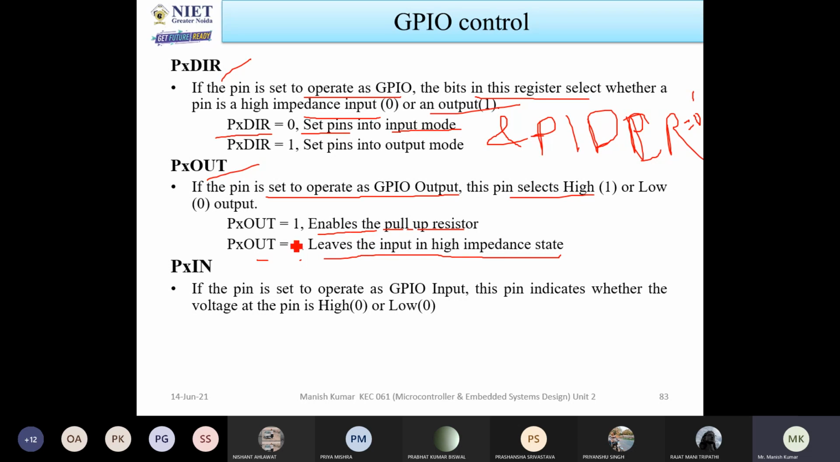And also, if it is a PXIN pin, this pin is set to operate as a GPIO input. This pin indicates whether the voltage at the pin is high. So PX in is generally used for the input pins. Okay. And PX out, with the help of PX out pin, you can enable the pull-up or pull-down registers. If you are enabling the pull-up register, it means that you are driving the output. If you are not enabling the pull-up register, it means that you cannot send the output data to the other devices. It means that it is in a high impedance state.